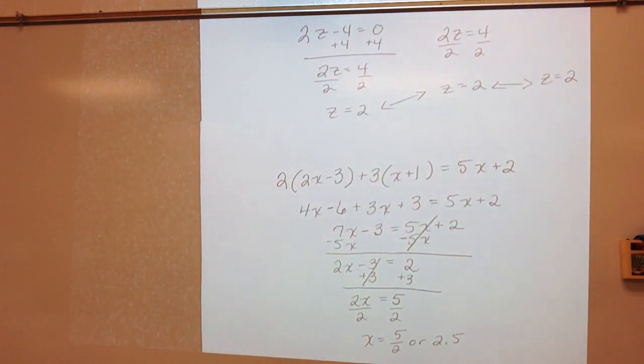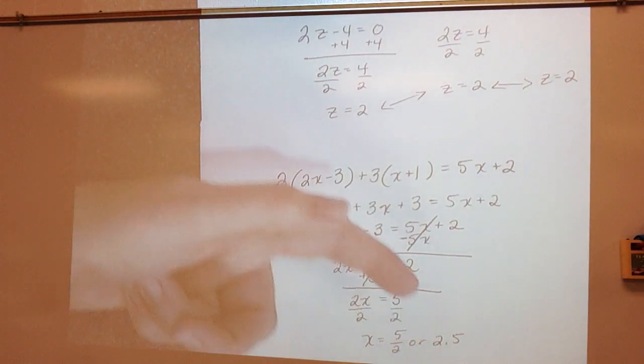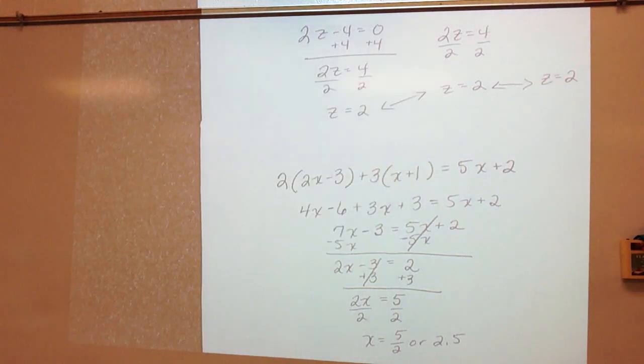Alright, so you could use a calculator if you want to go back and prove that this is true. You would go back and plug in 2 and a half in for x and see that it would be equal.